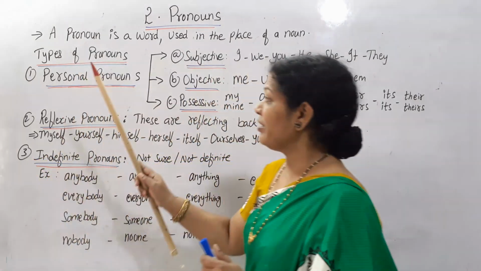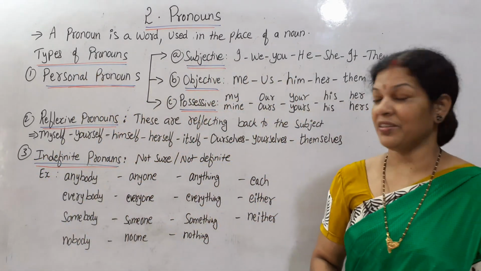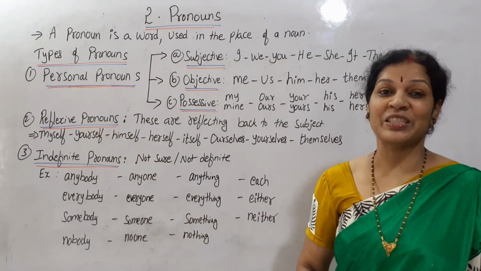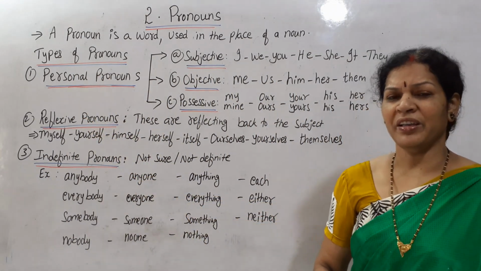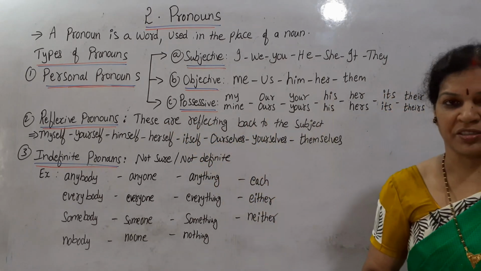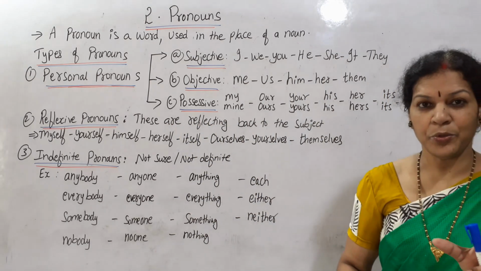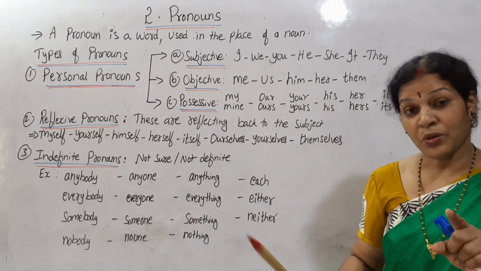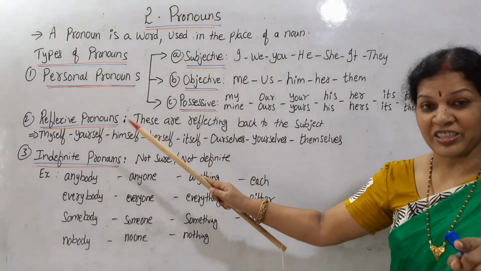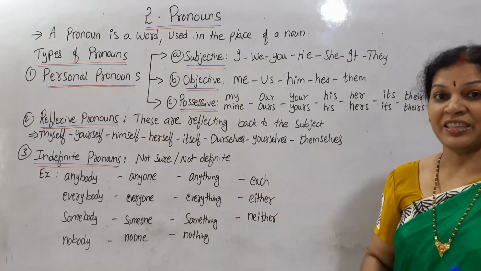So the first pronoun is the personal pronoun. The second one is the reflexive pronoun. Reflexive pronoun, a very important one. Reflexive pronouns are reflecting back the subject. Subjects I, you, we, they. So this reflexive pronoun is reflecting back the subject.